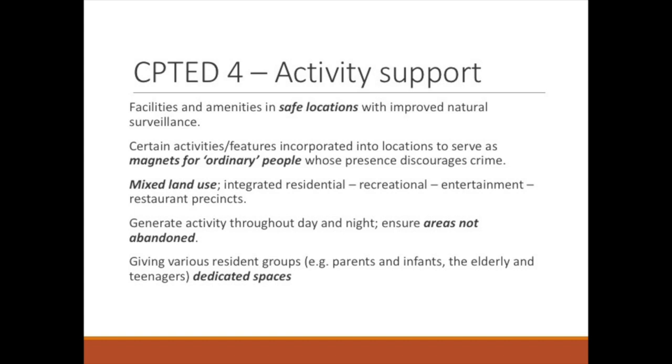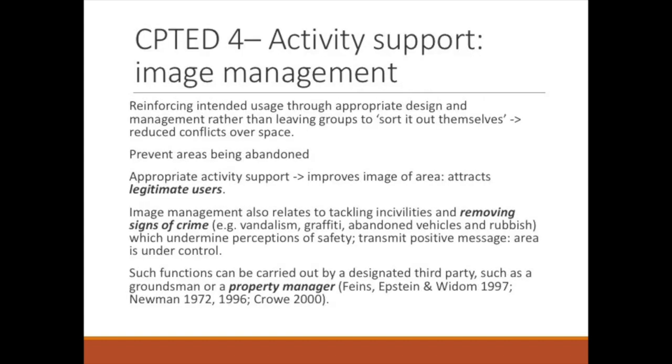And it also means giving various resident groups dedicated spaces. So different members of the community have different needs and will experience different forms of disadvantage. So you have a children's playground at one point, maybe an area that's set up and more appropriate for older citizens, or areas where teenagers are more likely to spend their time. Now, another part of activity support is image management. And this involves reinforcing the intended use of the space through appropriate design and management, rather than just leaving groups to sort it out by themselves. And this is to help reduce conflicts over space.